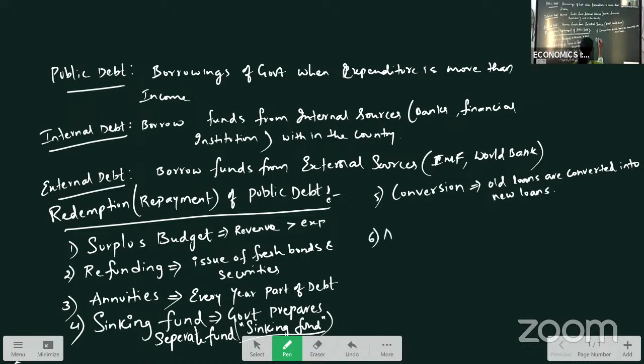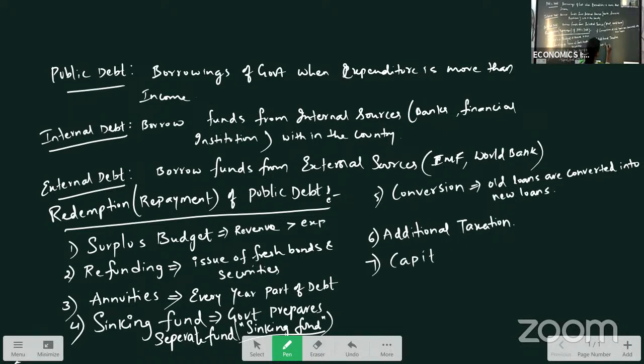Another method to repay the debt is additional taxation. When the government requires revenue, they charge extra taxes or high taxes from the public. Taxes are a source of revenue to the government, so as they collect the taxes, that income is used as repayment of debt. Extra taxes are levied on the public from various sources, and whatever extra taxes are collected, that income is used to repay the debt. That is called additional taxation.